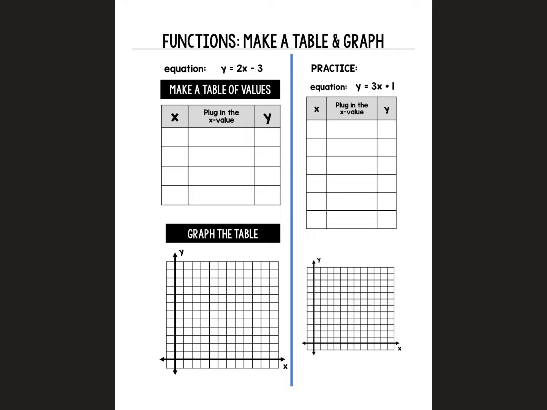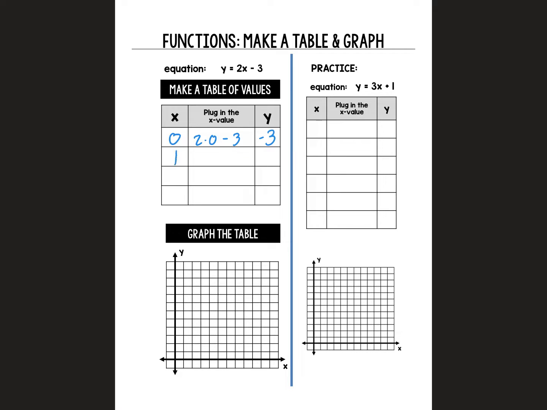So you can pick any value of x, let's just try 0, and plug in that x value into the equation. So instead of saying 2x minus 3, we'll say 2 times 0 minus 3. 2 times 0 is 0, minus 3 is negative 3. So y is negative 3. Then we'll do the same thing for other values of x.